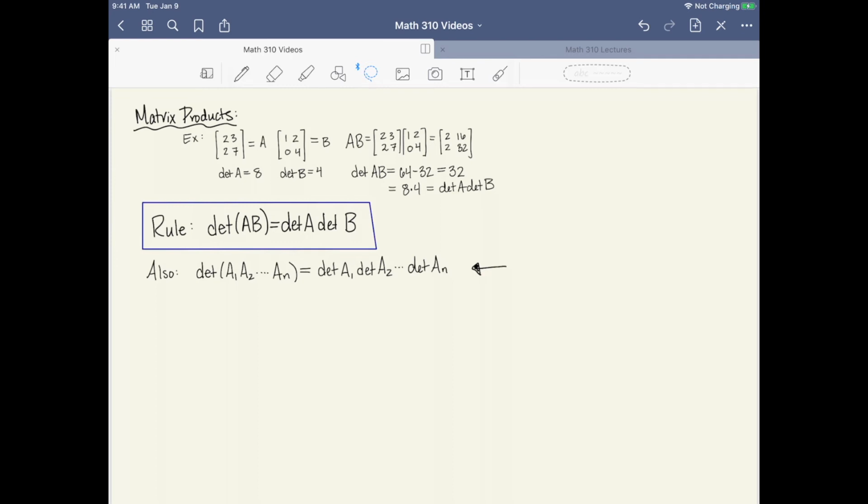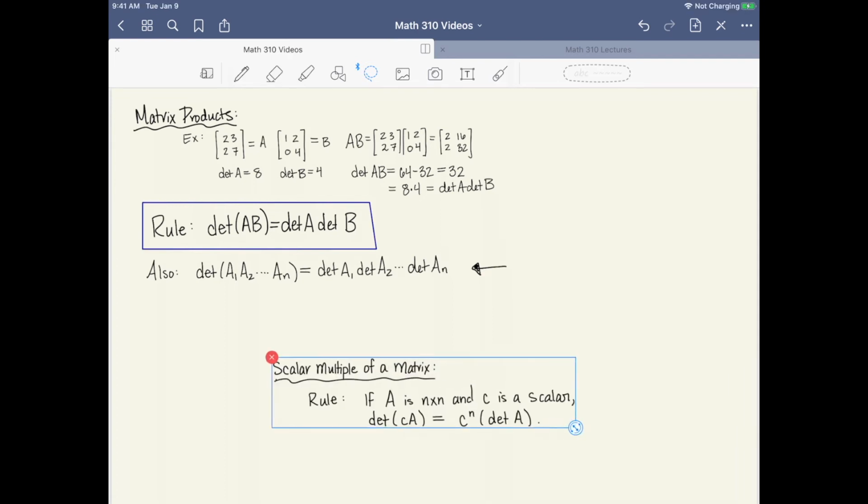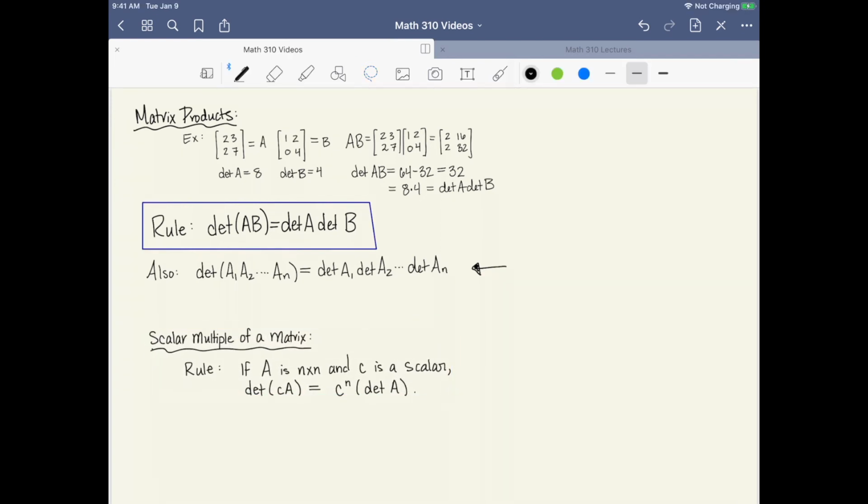Another important one is how to deal with the scalar multiple of not just a row or a column, but of an entire matrix. So this is different from scalar multiplying a row, although it's related. What do I mean by scalar multiplying a matrix? Well, I mean you're taking a scalar and then you're multiplying it to every entry in the matrix. That's how scalar times matrix is defined. And the rule is, if you have your square matrix A, and C is a scalar, the determinant of CA equals C to the n times the determinant of A.